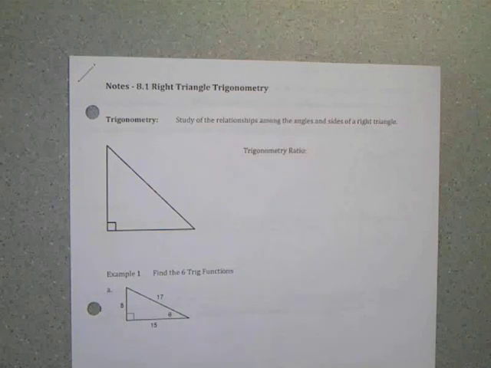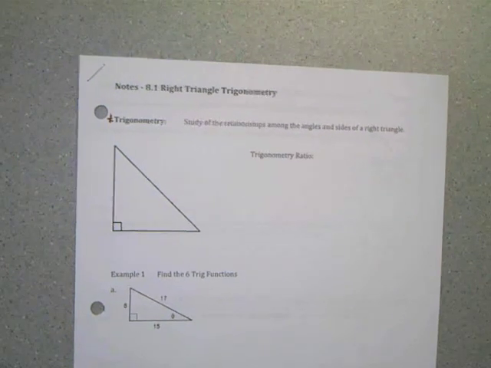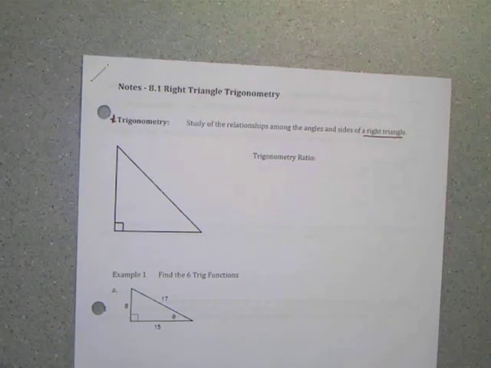I love the definition that we have here. It's just straightforward. It's the study of relationships among the angles and sides of a right triangle. The things that we talk about in this unit only will apply to right triangles. So if it's not a right triangle, then these relationships will not exist.